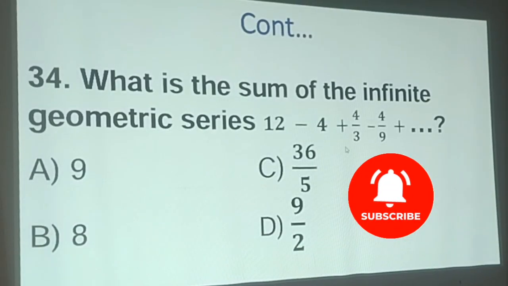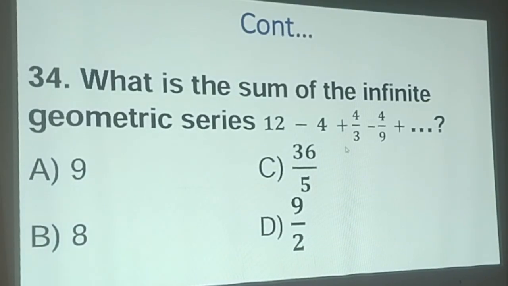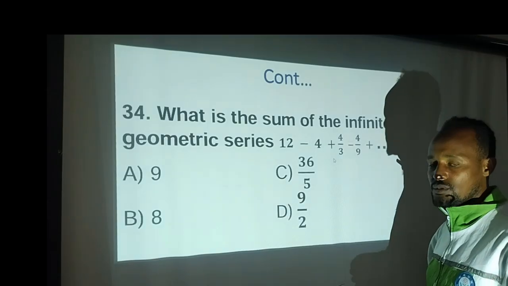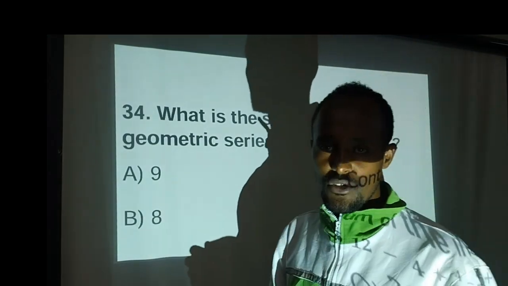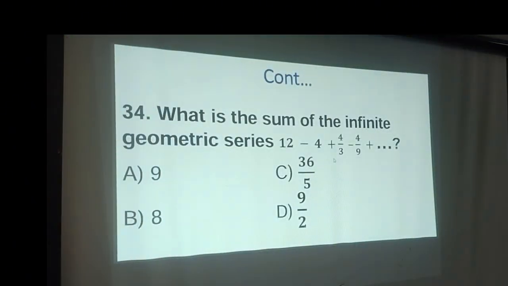Okay, the next question is: what is the sum of the infinite geometric series 12 minus 4 plus 4 over 3 minus 4 over 9 plus ...? Option A is 9, B is 8, C is 36 over 5, D is 9 over 2. So we need to find the sum of the infinite geometric series. Then we need to identify the ratio and the sum of the geometric series.